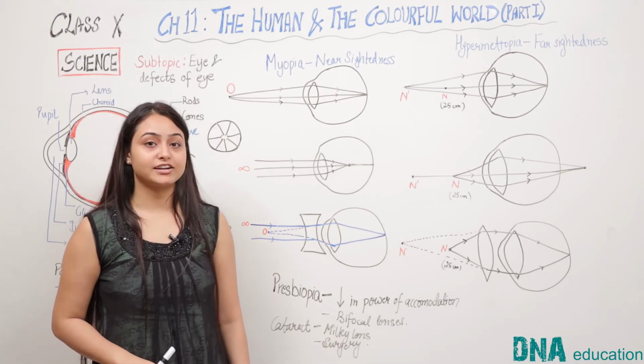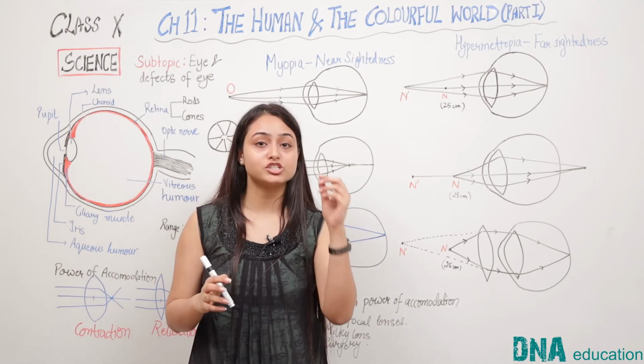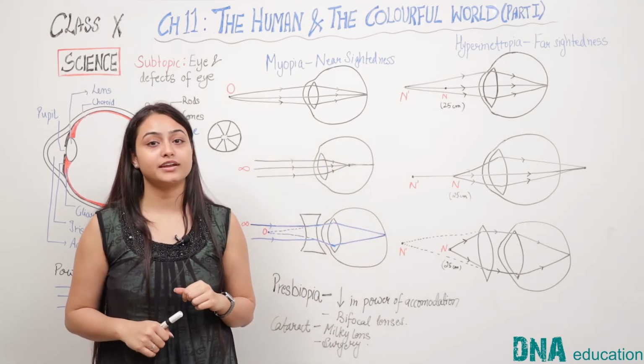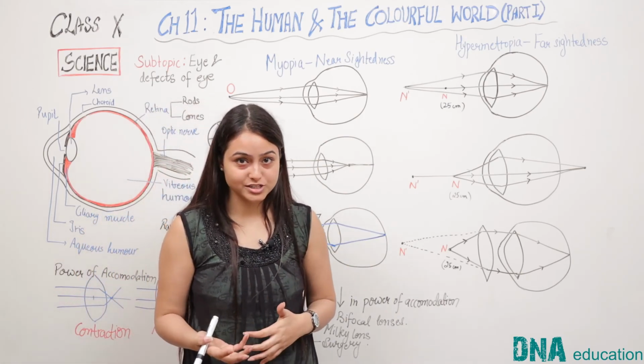Another disorder is cataract. Cataract is the disorder in which the eye lens becomes milky and crystalline. This disorder can be corrected by surgery and through operations.